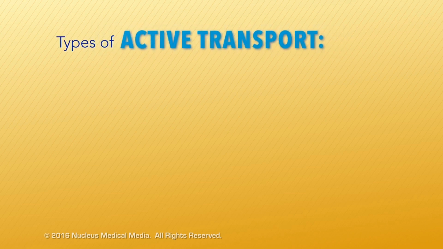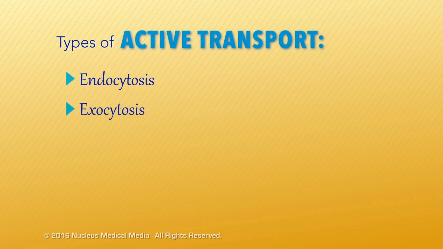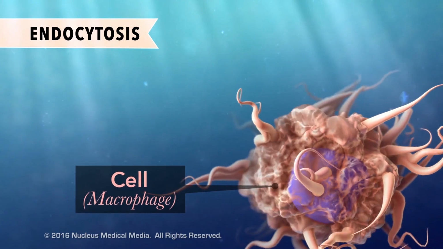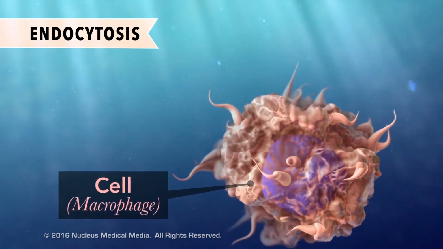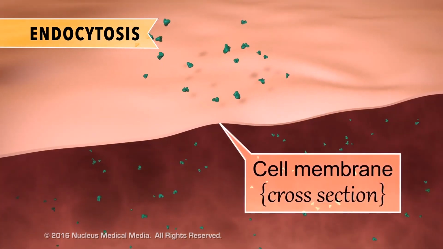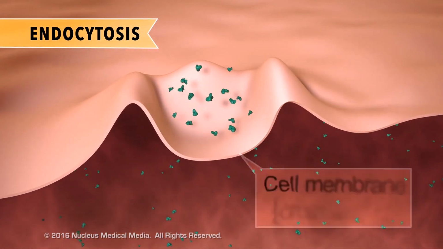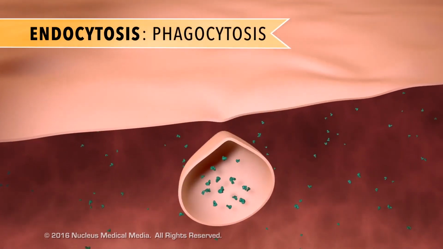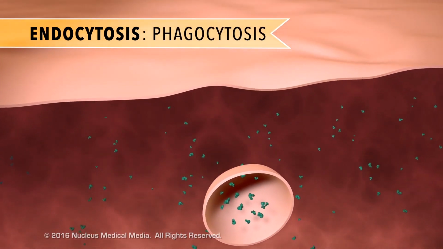So, what are some of the main types of active transport? We have endocytosis, exocytosis, and protein pumps. Sometimes a cell uses active transport to pull in large particles using its cell membrane. This is called endocytosis. One type of endocytosis is called phagocytosis. This often happens when the cell takes in some type of nutrient.